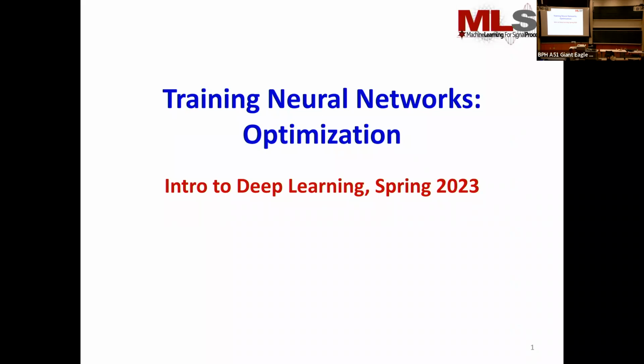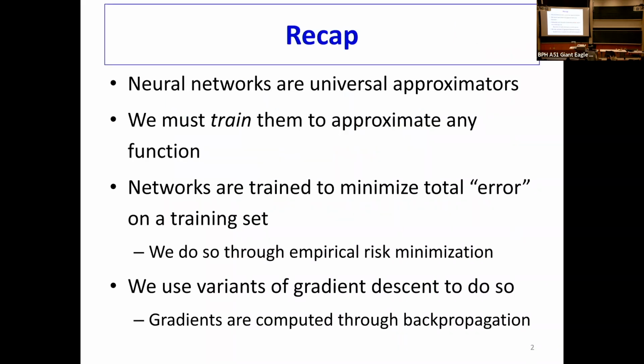of the reason we have problems with convergence is because the gradients that we compute can be noisy. So we also briefly mentioned momentum methods towards the end of the class to see how you could smooth out these gradients, right? And so here's the recap. Here's what we've seen so far. Neural networks are universal approximators. We must train them to approximate any function. They are trained to minimize a total error on a training set. But the error is your loss function. And we do so through empirical risk minimization.